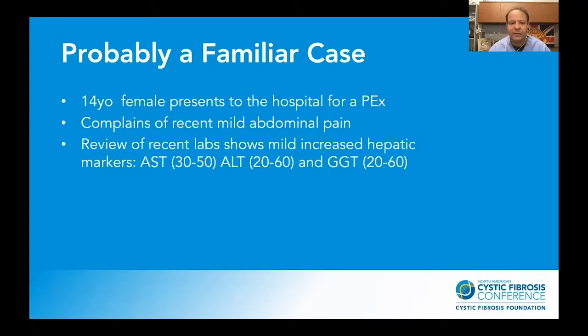So with that in mind, here's probably a very familiar case that most, if not all of us, have encountered some version of. So this would be a 14-year-old female, plus or minus a couple years, could be male, who comes to the hospital for a pulmonary exacerbation. Let's say the resident or medical student goes in and they get a little bit of a history of abdominal pain. They go back and look at the labs, and see that the AST, ALT have been mildly elevated, should be 30 or less for the most part. GGT cutoff is usually somewhere around 20 to 30, depending on the lab. And so you see all three of these liver markers being mildly elevated.